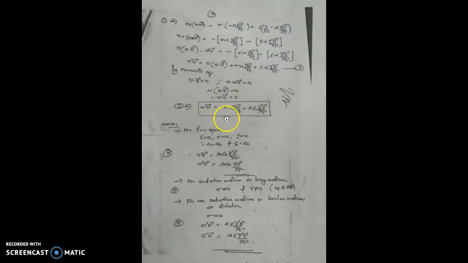So we have these two equations, that is del square E is equal to sigma mu dou E by dou T plus mu epsilon dou square E by dou T square, and del square H is equal to sigma mu dou H by dou T plus mu epsilon dou square H by dou T square. From these two equations you can find the wave equation for any medium. That is, we can find the wave equation for free space, or for a lossless dielectric, or for a good conductor, or whatever the medium is.